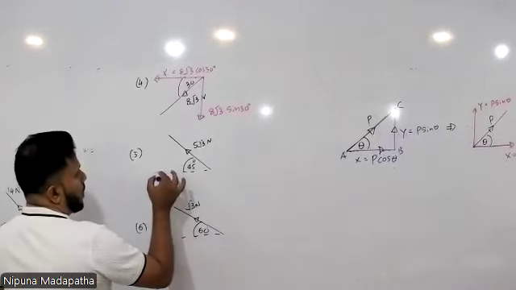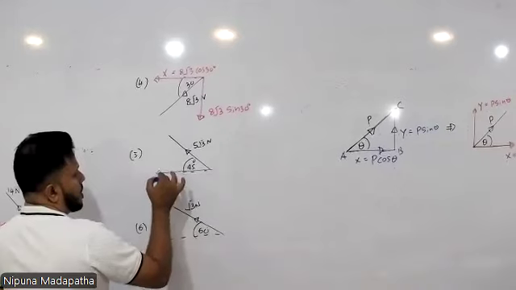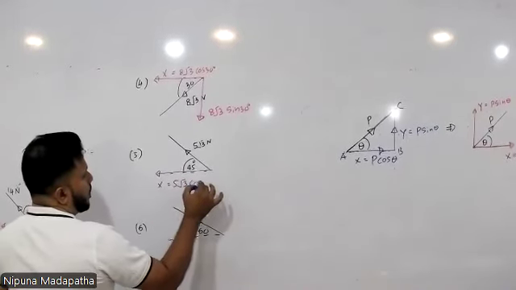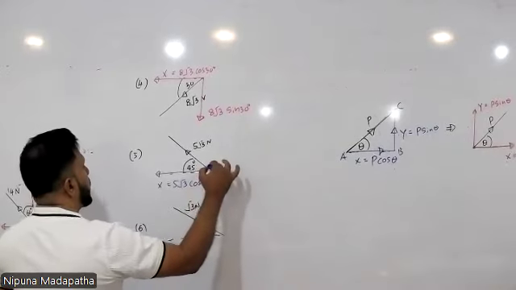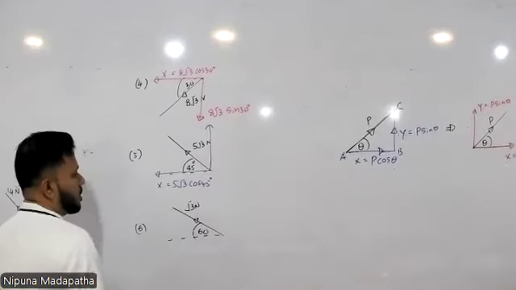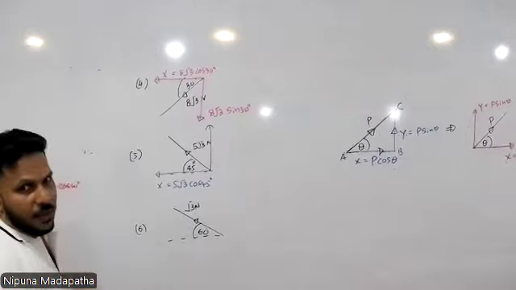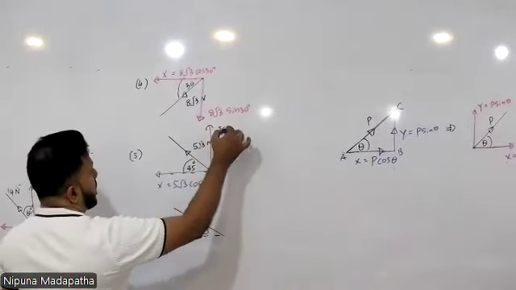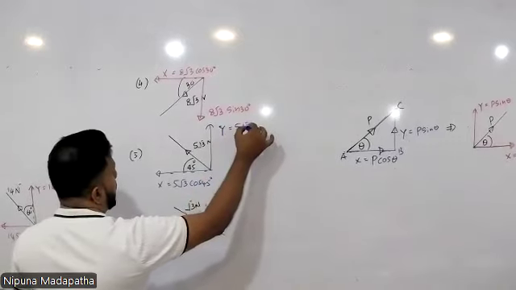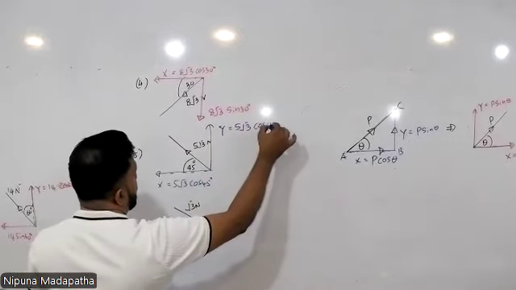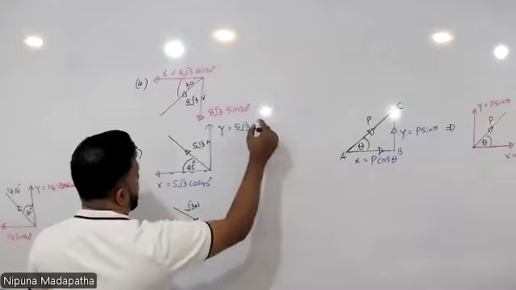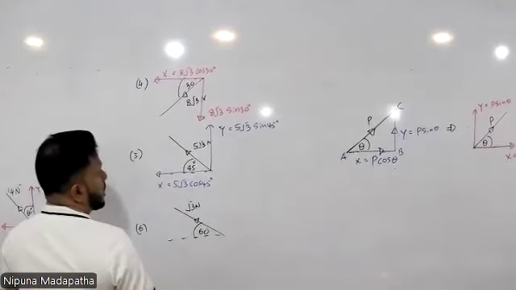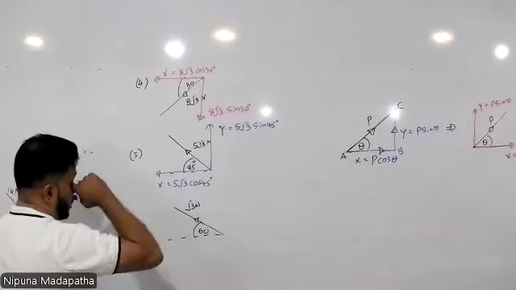Then the x component is 5 root 3 cos 45. If the angle is 45, sin or cosine gives the same value, so there is no problem. So the y component is 5 root 3 sin 45. You need the values for 45, 30 and 60. You need that.